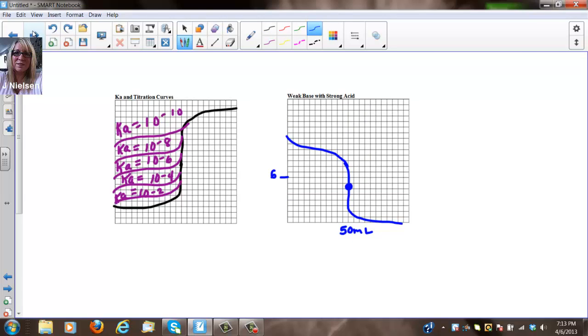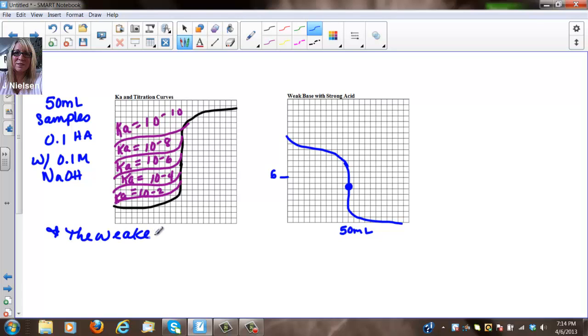In these next two graphs, this is just showing you the relationship between Ka and titration curves. My drawing is not as good as the one in the book, but you can look at it. In this, we had 50 milliliter samples of 0.1 molar HA, some acid, with 0.1 molar NaOH. And these are the various curves that they produced based on the different acids that were used in the trials. So what you can see from this is the weaker the acid, the greater the pH value at the equivalence point.